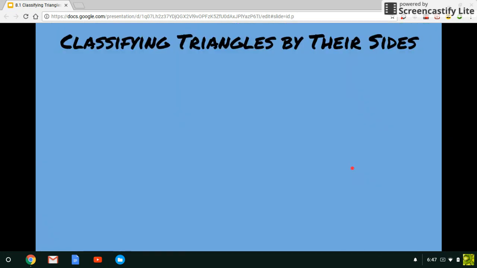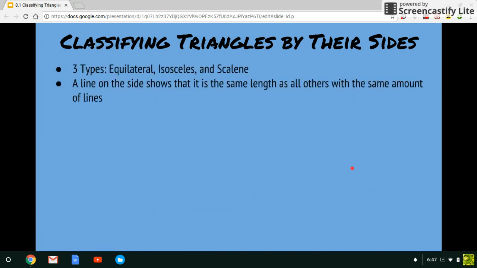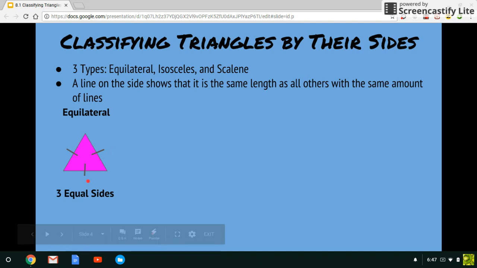Okay, so the first thing we're going to do is classify triangles by their sides. There are 3 ways we can do this. There's equilateral triangles, isosceles, and scalene. And one line in the side shows that it's the same length as all the others with the same amount of lines. So for equilateral, one line in each side shows that each side with one line in it is the same length as all the other sides that have one line in them. So that means we have 3 equal sides here, and that's the definition of an equilateral triangle, having 3 equal sides.